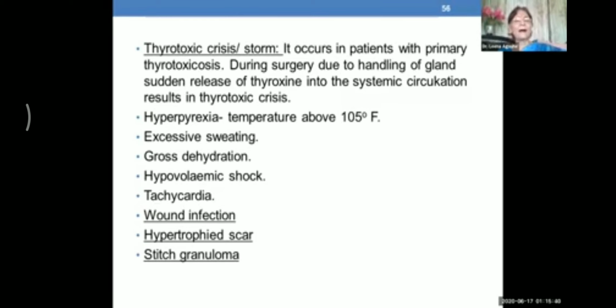Here you will see hyperpyrexia, temperature goes above 105 degrees Fahrenheit. There is excessive sweating, gross dehydration, which can result in hypovolemic shock, tachycardia. Wound infection, hypertrophied scar, and stitch granuloma are other complications of the thyroid surgery.